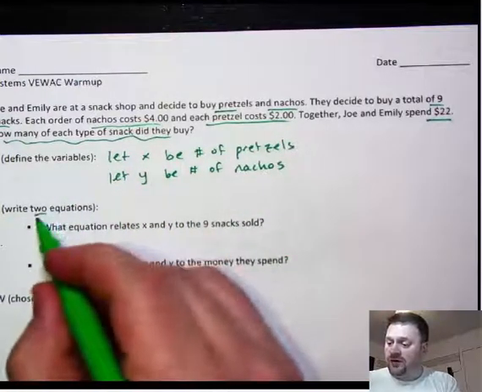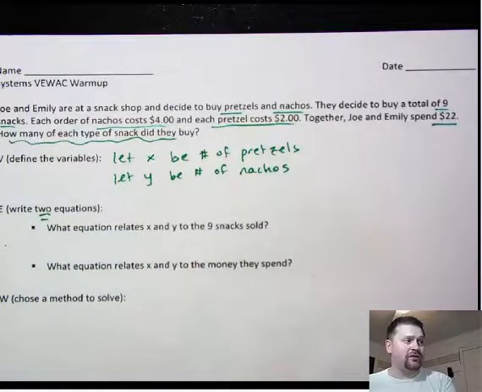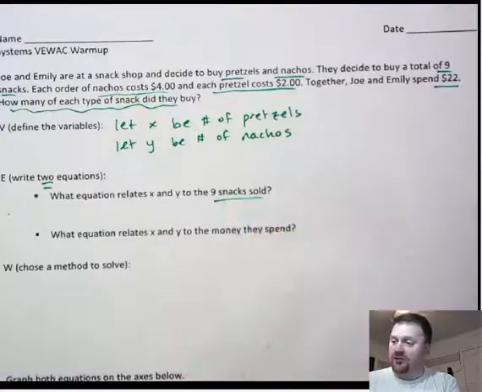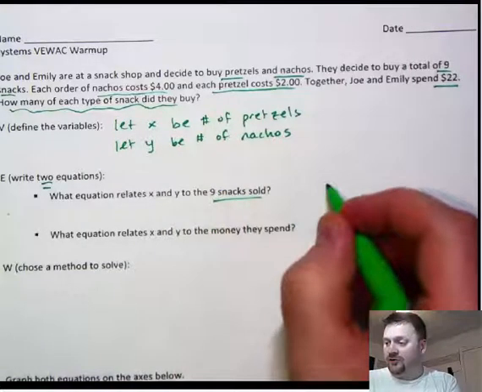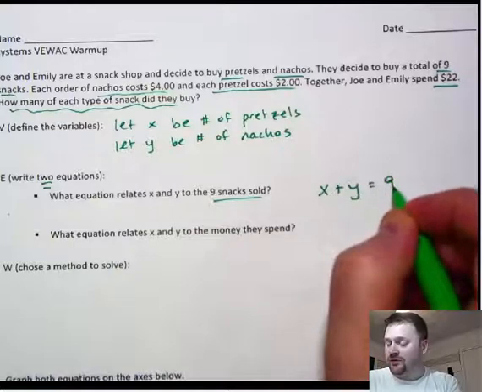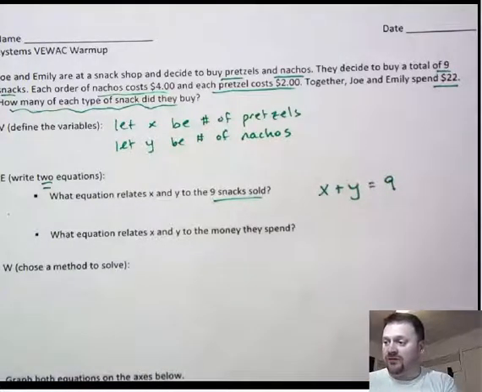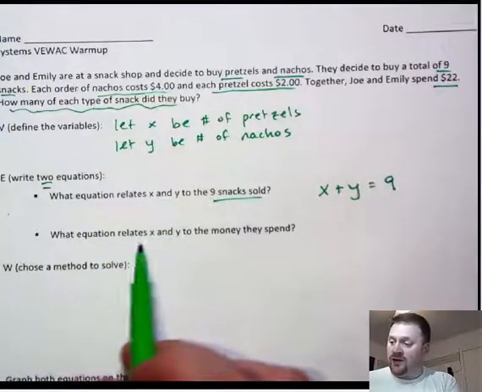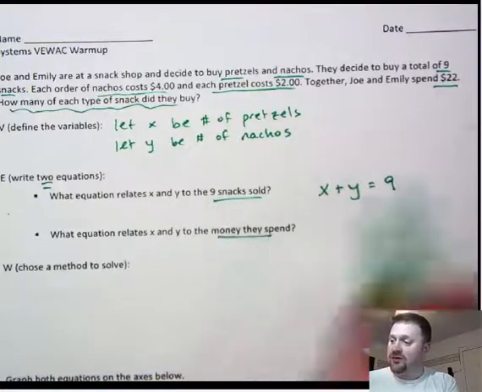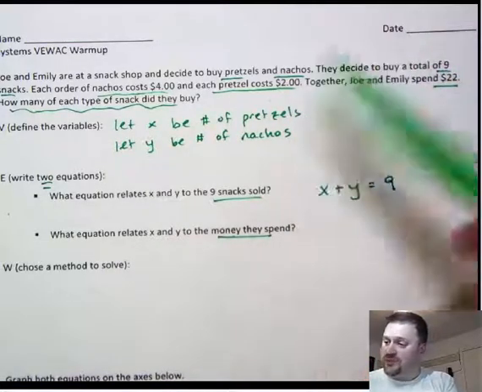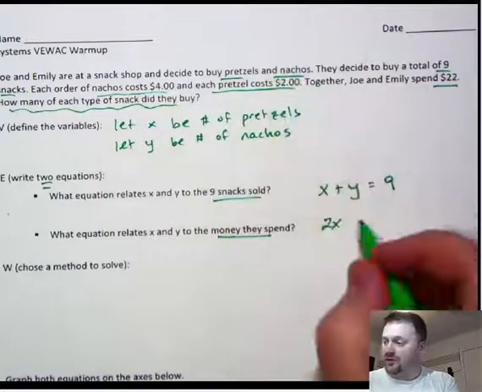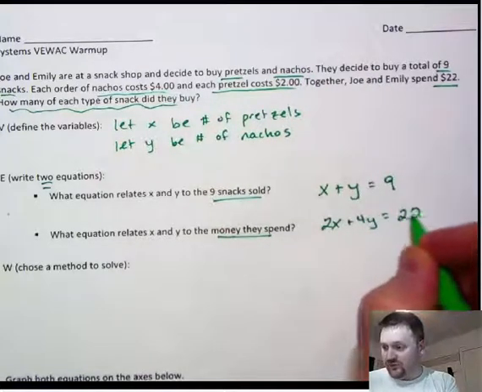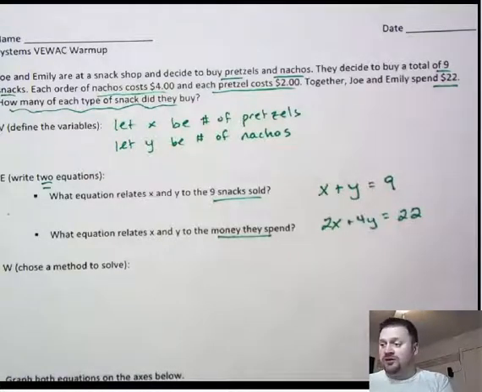Now we have our E, and notice it says write two equations, because one of our equations is completely about the 9 snacks sold. Knowing that x is a number and y is a number, and of course 9 is a number, our first equation is going to be x plus y equals 9. That equation right there is totally about the number of items that were purchased. Now I want to write an equation that relates x and y to the money they spend. They spent $22. We know that each pretzel costs $2. Pretzels was x, so I can set this up as 2x. Nachos cost $4, so this would be 4y, a total of $22. There is our system of equations that has two variables, so there are two equations.